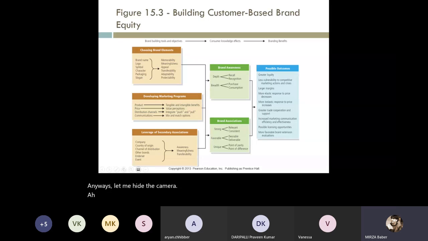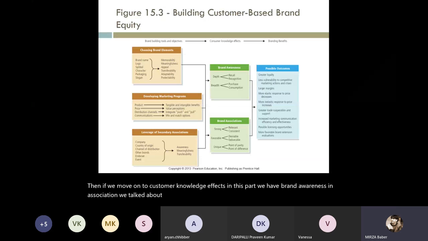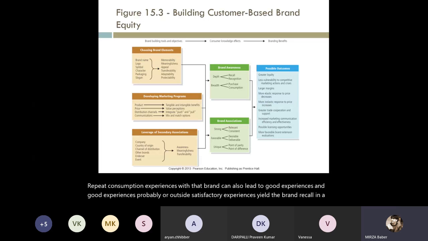Then if we move on to customer knowledge effects, in this part, we have brand awareness and association. We talked about depth and breadth of brand awareness, which is recall and recognition. We talked a bit about purchasing, consumption previously. Repeat purchasing, repeat consumption, and experiences with that brand can also lead to good experiences, and I would say satisfactory experiences yield the brand recall in a more positive light.